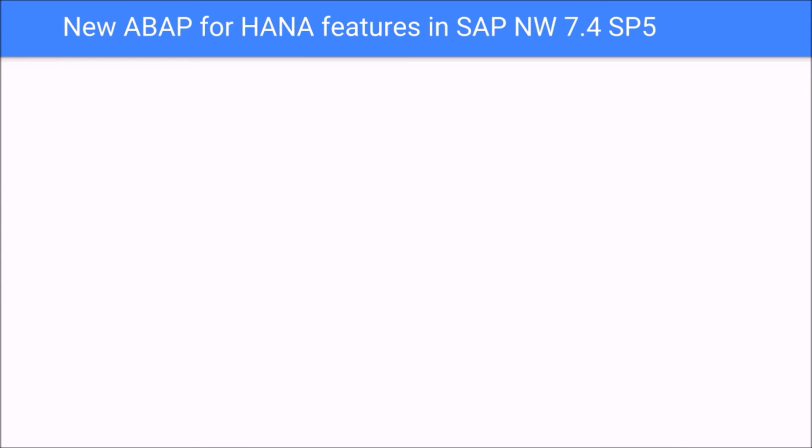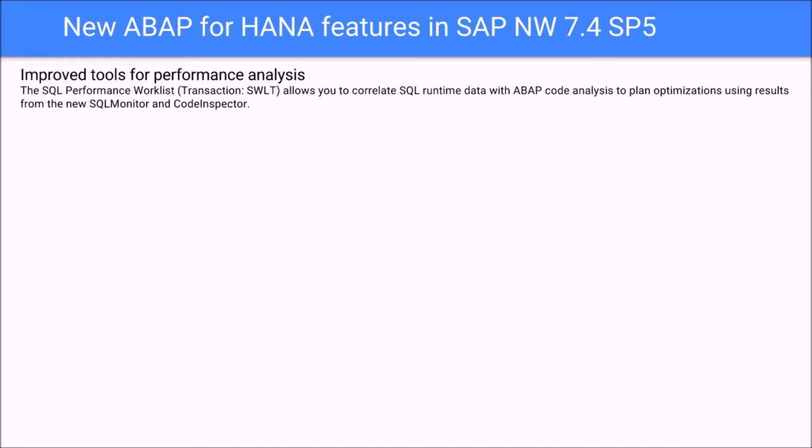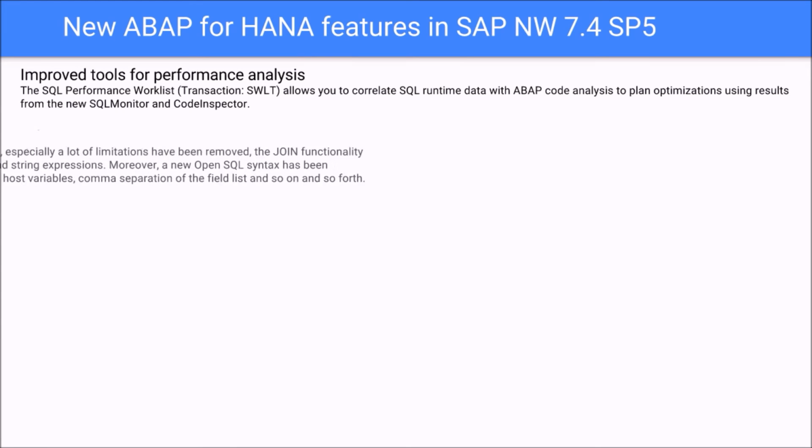The new ABAP for HANA features in SAP NetWeaver 7.4 SP5 are the following. There are now improved tools for performance analysis. The SQL Performance Worklist transaction SWLT allows you to correlate SQL runtime data with ABAP code analysis to plan optimizations using results from the new SQL Monitor and Code Inspector.